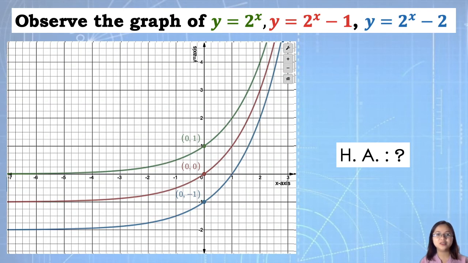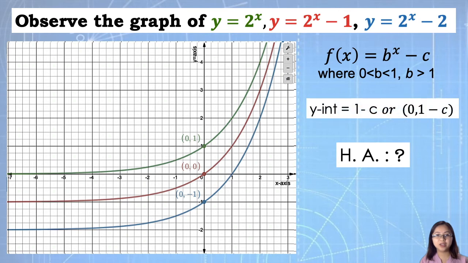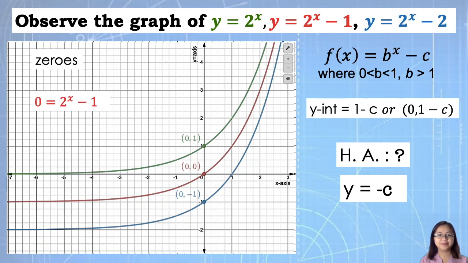Yes, if you're going to observe these three graphs, two of the graphs have crossed the x-axis, and there is one x-intercept for each exponential function. So for our f of x is equal to b to the x minus c, our y-intercept is always 1 minus c. And for our horizontal asymptote, it is always y is equal to negative c. So for our zeros, let's just substitute y with 0.